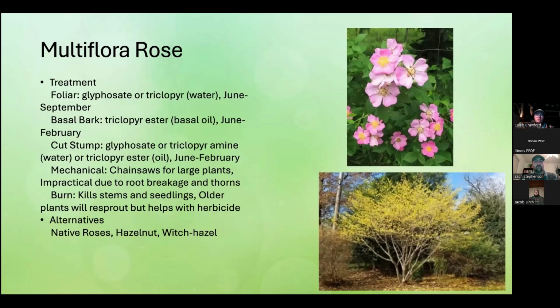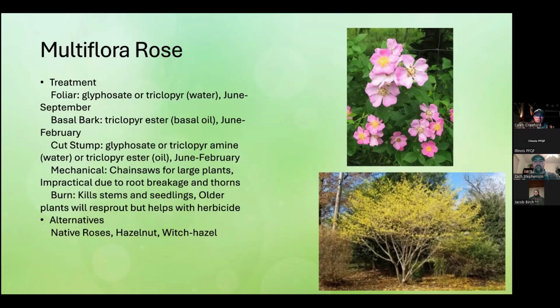For the treatment, you can use glyphosate or triclopyr in water from June through September. For a basal bark treatment, you're going to want to use the triclopyr ester with a basal oil. That basal oil is important for a lot of the other species that we talked about, because it helps the chemical penetrate through the bark. That's effective from June through February. For cut stump, you can use glyphosate or triclopyr amine in water or triclopyr ester in oil, depending on the situation. That's also effective from June through February.